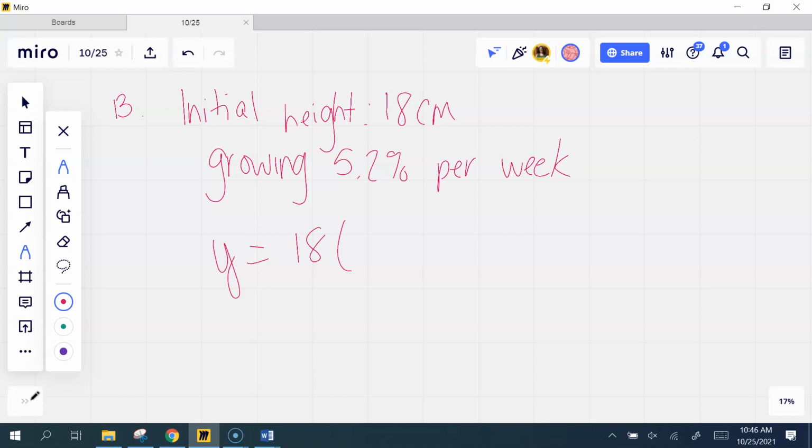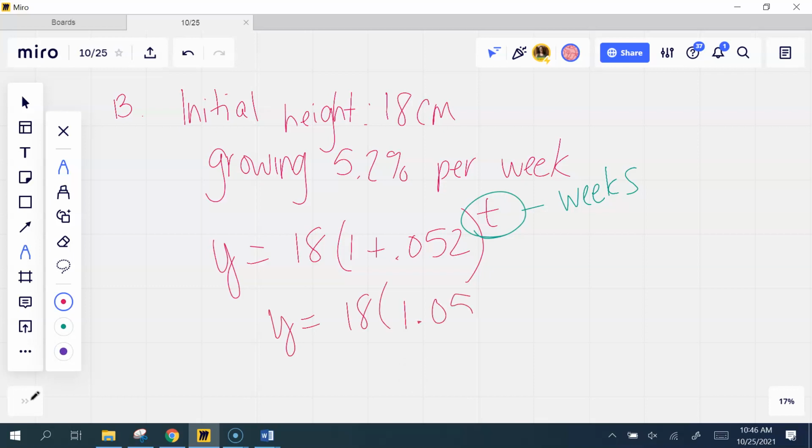You look like you're so hesitant to say it, Lily. Like you're fixing to say one, but you're. No, that's right. 1 plus 0.052. My difference here is this is in weeks. So if I asked you how tall was whatever this is that's growing at this rate? I'm going to combine that one because you really want your equation to look like that when you write it.